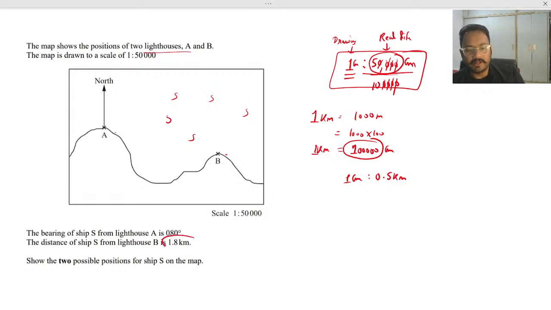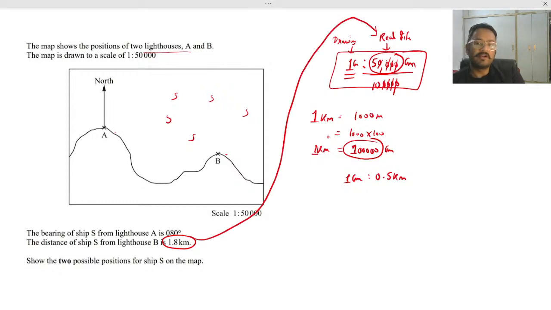So 1.8 kilometer I need to convert. This is the real life. See, 1.8 is a real life distance given to us. Using the scale, we need to convert it into the measurement of the drawing, right? So how will we convert? Because 1 centimeter is 0.5 kilometer, this is the scale given to us. Now I will convert 1.8 kilometer into how many centimeters? So 1 centimeter upon 0.5 is to 1 kilometer. But because I want 1.8, I multiply by 1.8 on both sides.